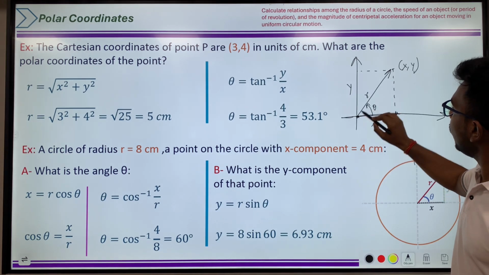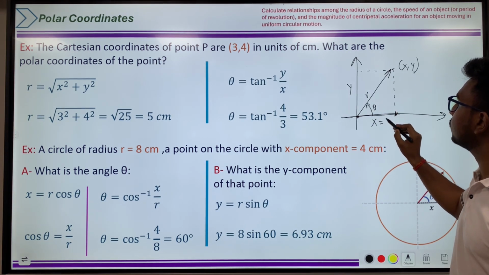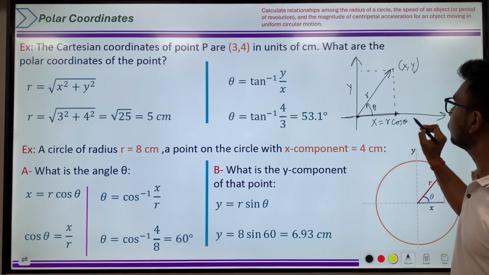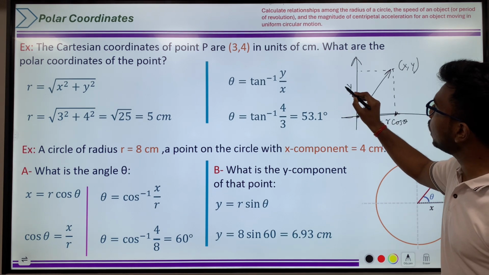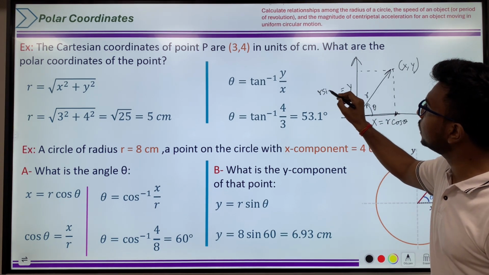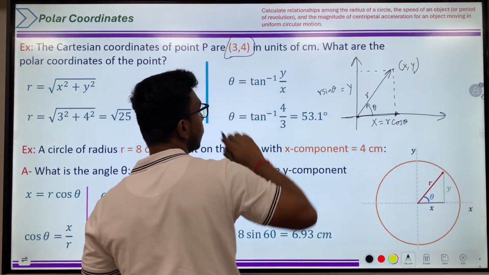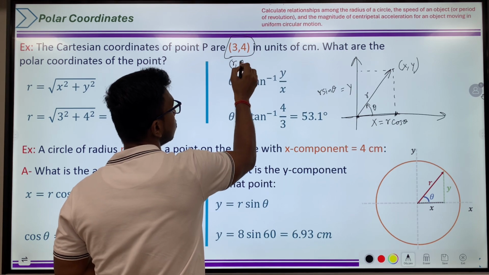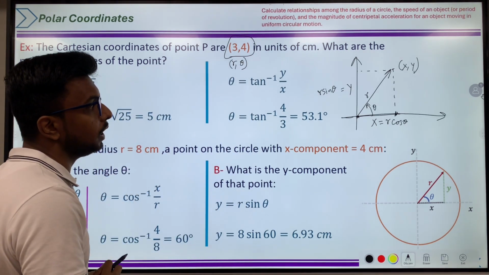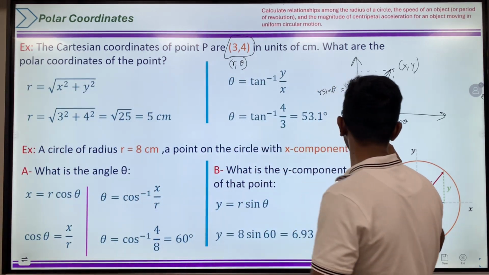So if I have to find out r, or basically x, I can say that x is nothing but r cos theta, and y will come out to be r sin theta. So I have to convert 3, 4 into the polar coordinate system. That means I have to convert it into r, theta. So first take the point like 3, 4 location and find out the value of r.